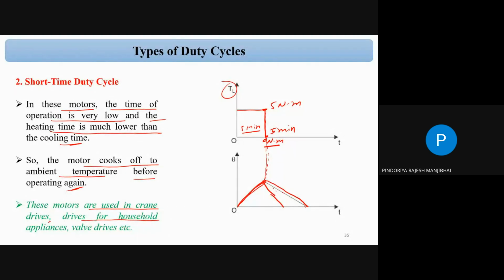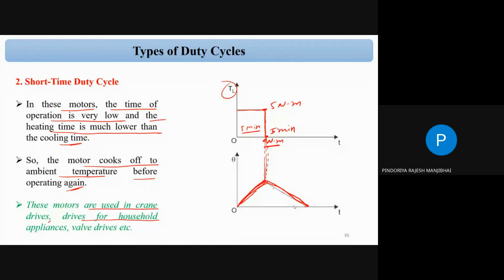Otherwise you stop the motor here, correct? So immediately your temperature would come down. But by nature, we cannot reduce the temperature immediately, correct? It will take some time. That's why the slope is from here to here. Got it, Asis? Yes, sir.